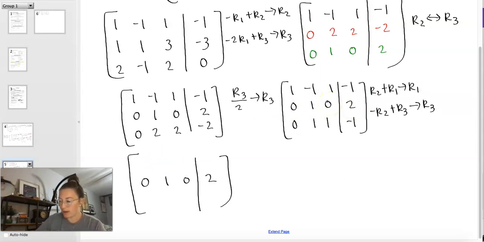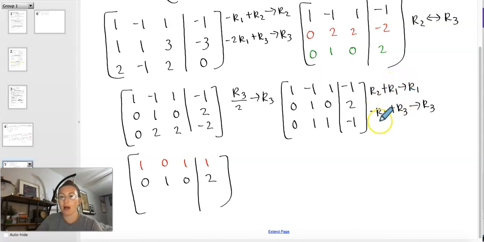All right, so let's go ahead and do row 1. For row 1, we're just doing row 2 plus row 1. So I'm doing 0 plus 1 gives me 1. 1 plus negative 1 gives me 0. 0 plus 1 gives me 1. 2 plus negative 1 gives me 1. All right, good.